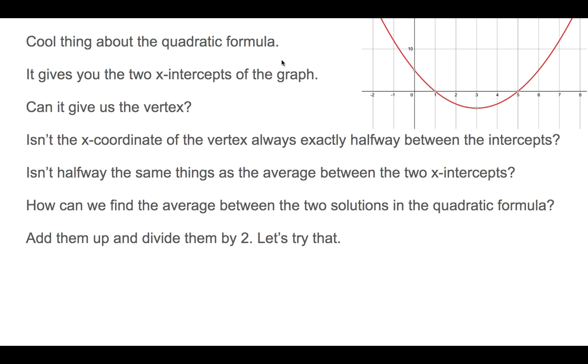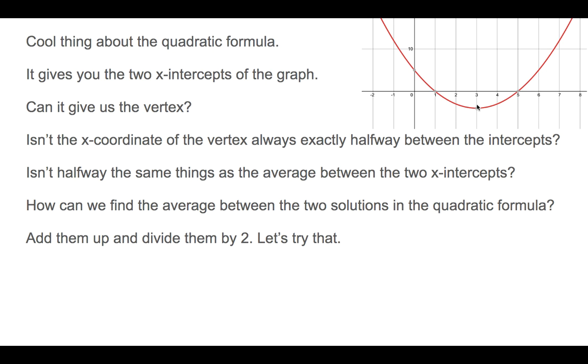All right. Cool thing about the quadratic formula, it gives you the 2 x-intercepts of the graph. Can it also give us the vertex? Let's see, that's interesting. Isn't the x-coordinate of the vertex always exactly halfway between the intercepts? And isn't halfway between the intercepts actually the average between the 2 intercepts? So if I found the average of these 2 numbers, I would actually find the x-coordinate of that vertex. So to find that, I would just add them up and divide by 2 to find their average.